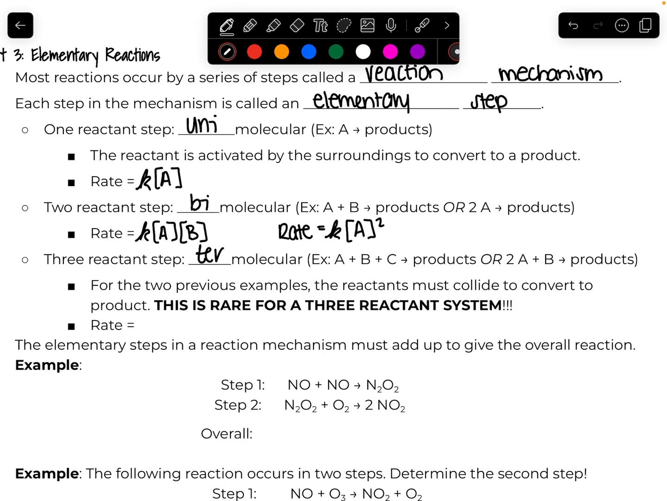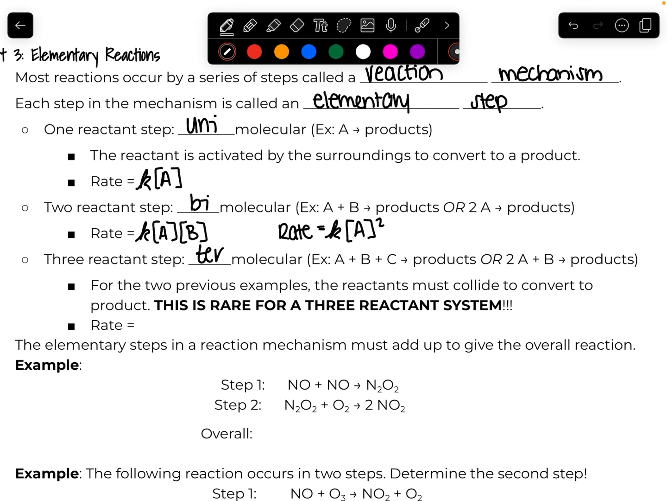So what that means is for a three reactant system, that's super duper rare. That's really hard to happen, right? Three things coming together with enough energy in the right orientation. That's crazy. Have you tried to get a group of three people to agree on anything? Wild, takes forever, right? Same thing with your reactant collisions for termolecular.